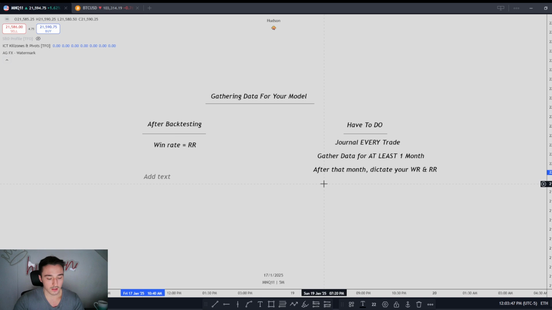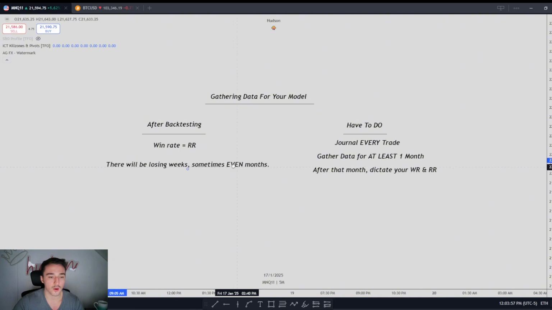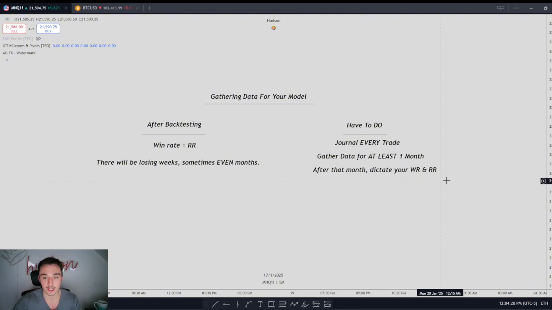Now, there will be losing weeks, sometimes even months, right? You have to be okay with this. There will be losing weeks, and sometimes there could be even losing months. And that's just part of trading, right? So this is how simple it is to gather the data for your model. You're going to journal every single trade that you take. You're going to gather the data for at least a month in your journal. And then after that month, you're going to dictate your win rate and RR just like I showed you, right?